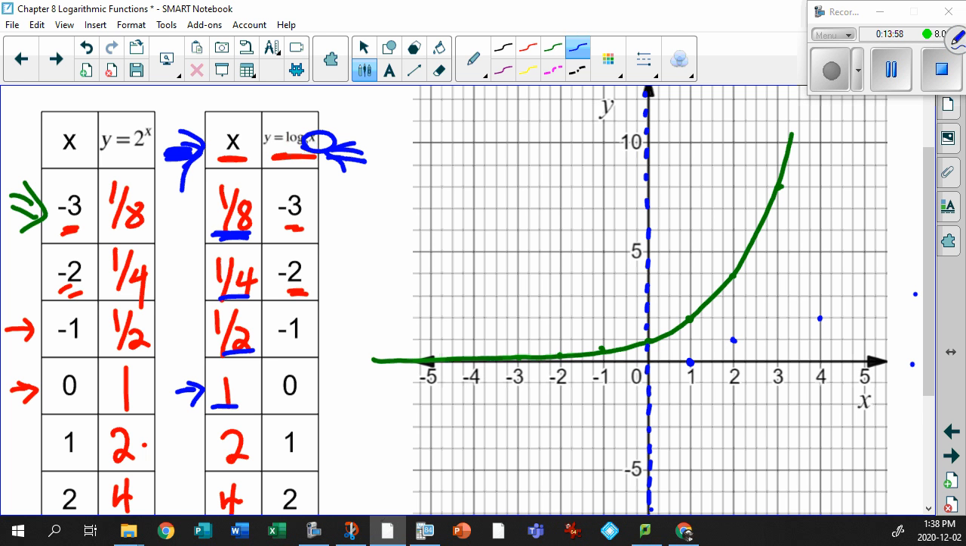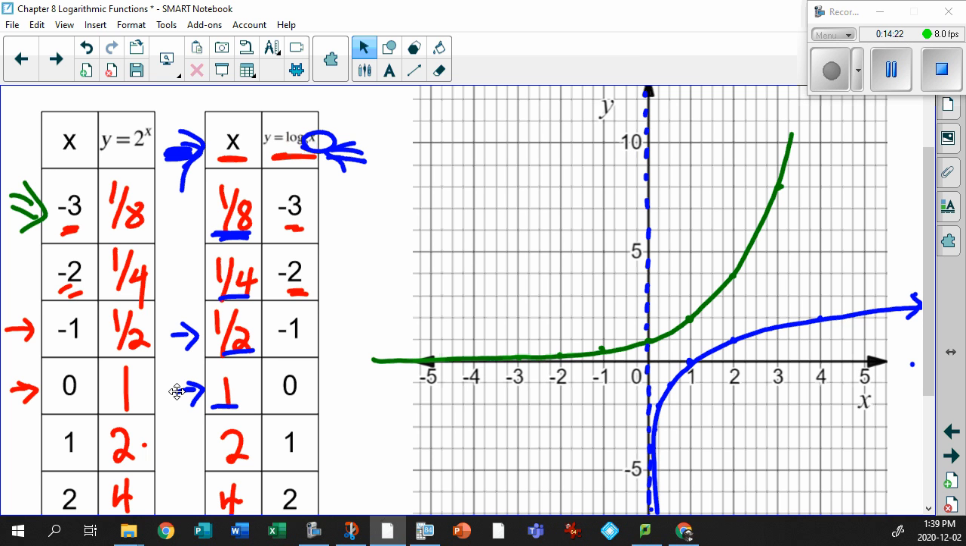But now look what happens when we look at this guy. We got a half, -1, which is here. We got a quarter, -2. We got an eighth, -3. So you can see that this guy starts to hug this axis, and then it starts to bend out that way and go in that direction there. Neato, neato, neato. And remember what I said, that these are inverses of each other.